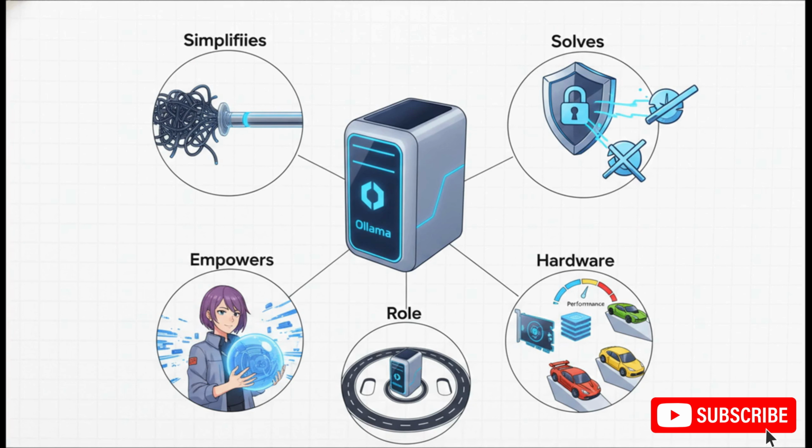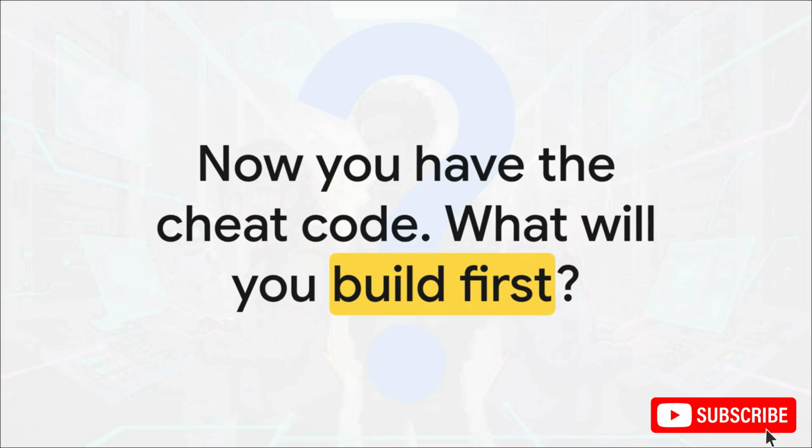And always remember the distinction. Ollama is the powerful engine, the runtime that makes it all go. The intelligence, the personality, that comes from the specific AI model you decide to put inside it. The incredible power to run sophisticated AI is no longer locked away in some distant data center. It's right here, on your own desktop. The barrier to entry has been completely shattered. So now that you have the cheat code for local AI, what are you going to build first?